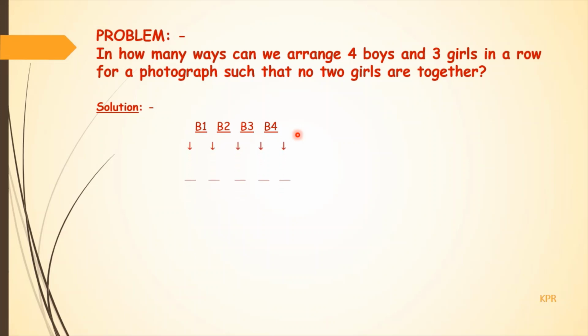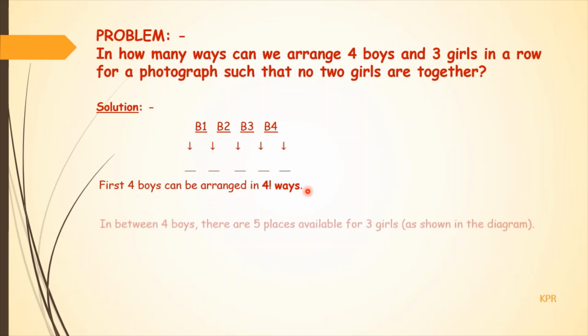So we have marked these 5 positions here 1, 2, 3, 4, 5. At these 5 positions, we are going to arrange 3 girls. This can be done in 5P3 ways. So first, these 4 boys are arranged. These boys can be arranged in 4 factorial ways.